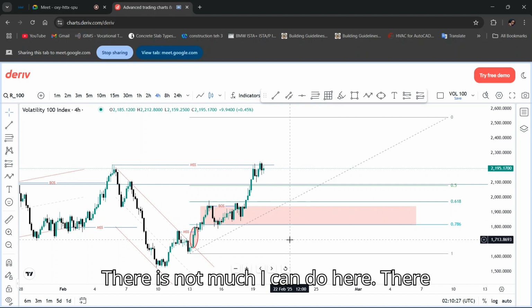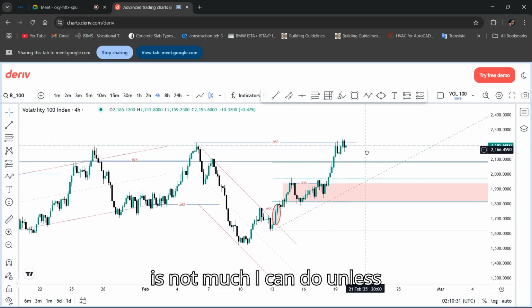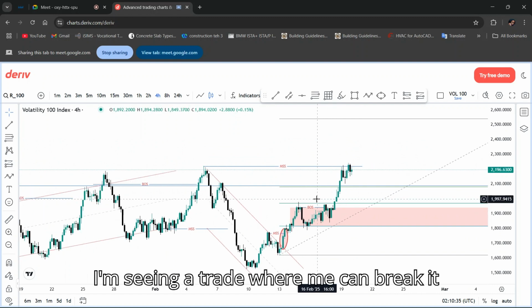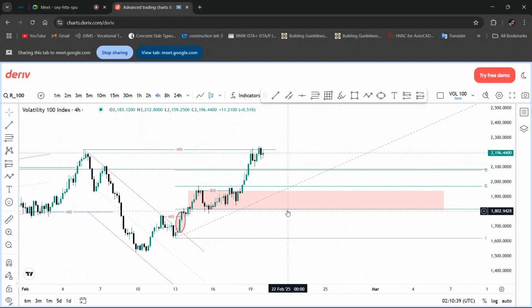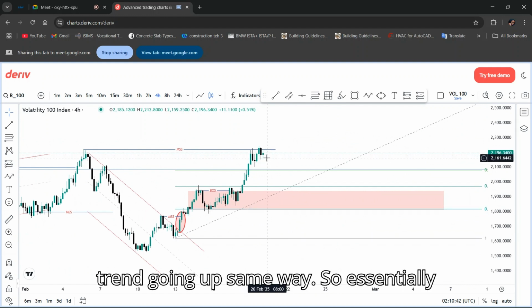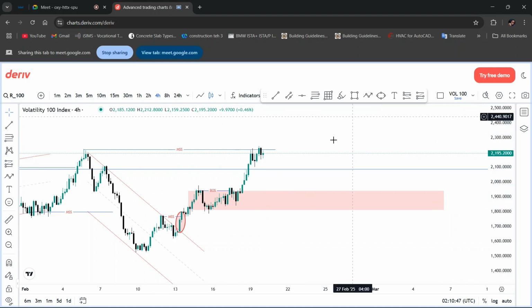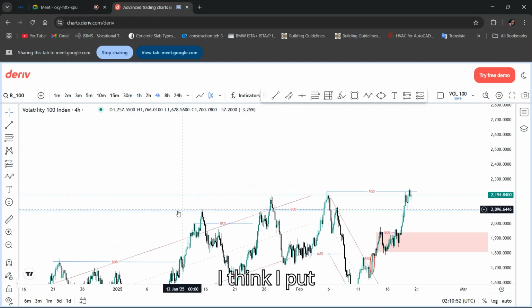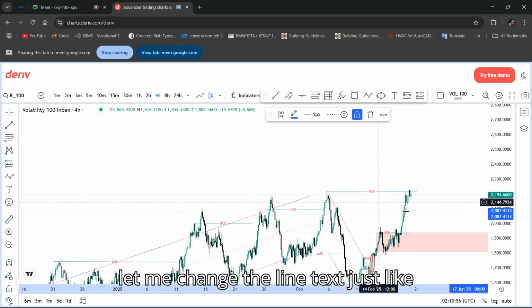There is not much I can do here unless I'm seeing a trade where we can break it down straight down to the 15 minute. But this looks like it's still in a buy trend going up the same way. So essentially, if I go on the, let's keep everything else we have. I think I put in this line, but you know what? Let me change the line texture to that.